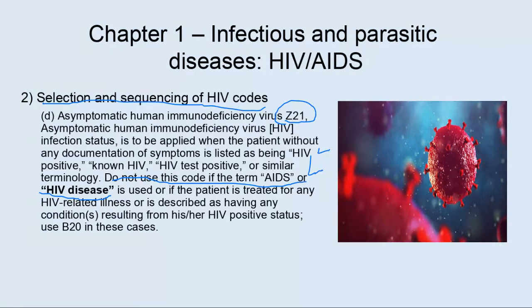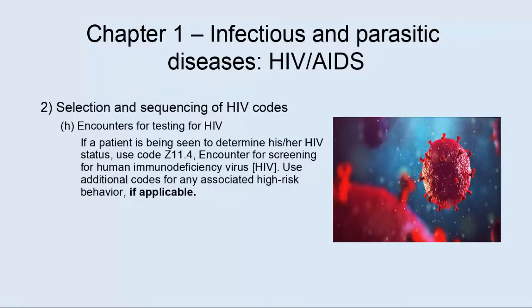So do not use this code if they have AIDS or HIV disease. Another change, a phrase was added to the end of this guideline. If a patient is being seen to determine his or her HIV status, use code Z11.4, encounter for screening for human immunodeficiency virus. Use additional codes for any associated high-risk behavior. They added, if applicable.